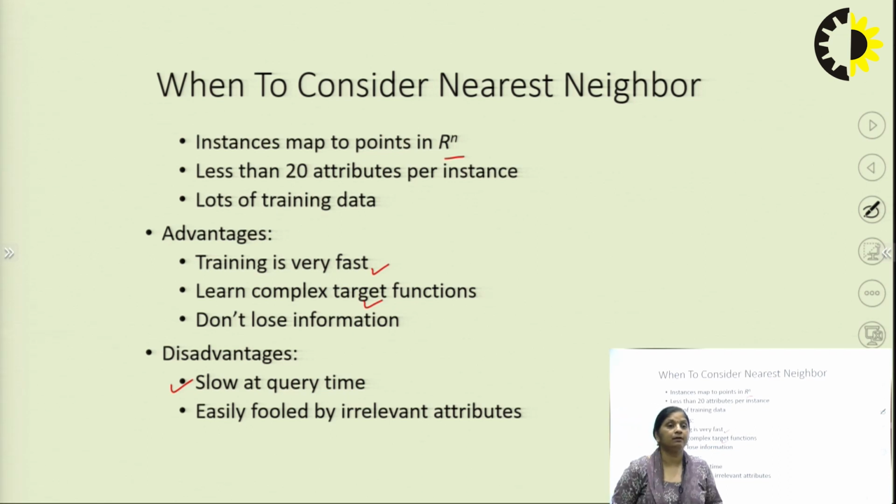And what is another point to be noted in case of nearest neighbor? When we have, let me say, 15 attributes, sometimes not all the 15 attributes are relevant to the classification. But in nearest neighbor, we consider all the attributes and find the Euclidean distance over each and every attribute, and then we decide the nearest neighbors. So our classification may get fooled by the irrelevant attributes.